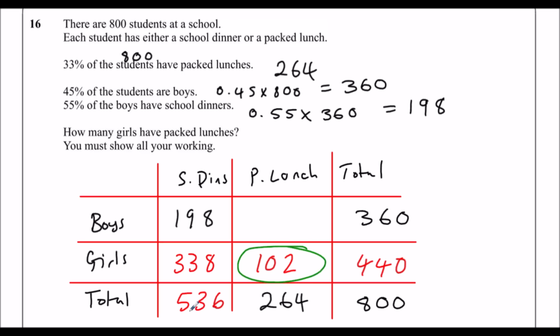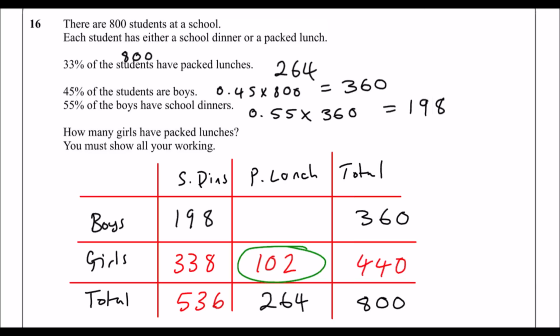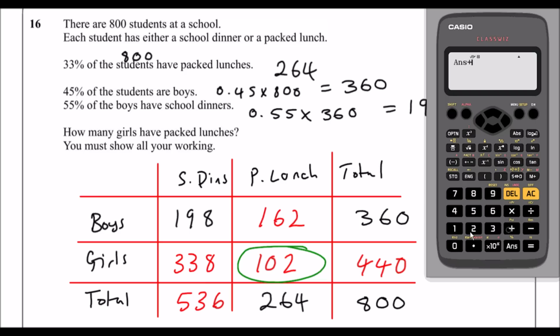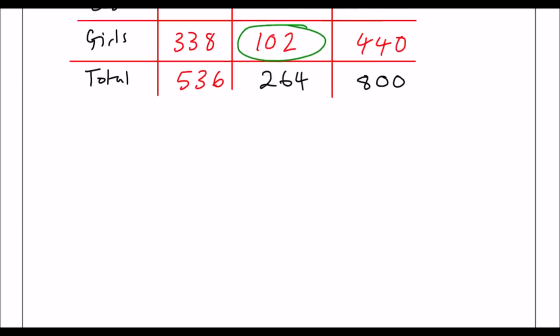But let's just complete the table, and then we can check we've got it right. So 162 boys packed lunch, and 162 plus 198 should equal 360, and it does. So everything seems to add up. So our answer is 102.